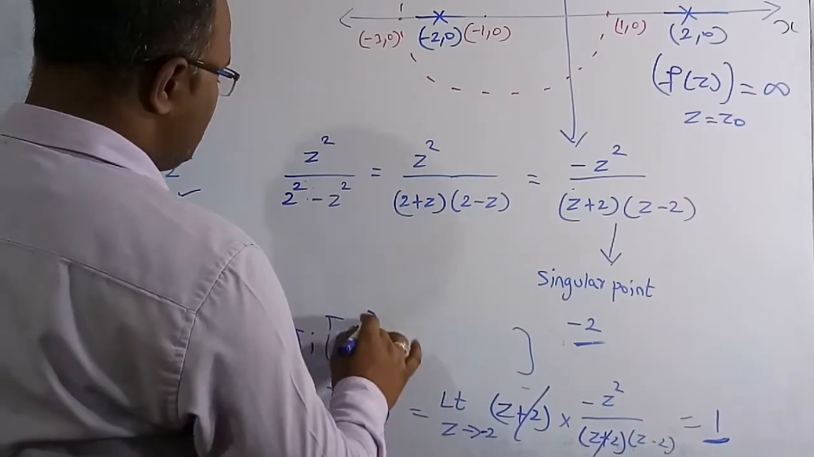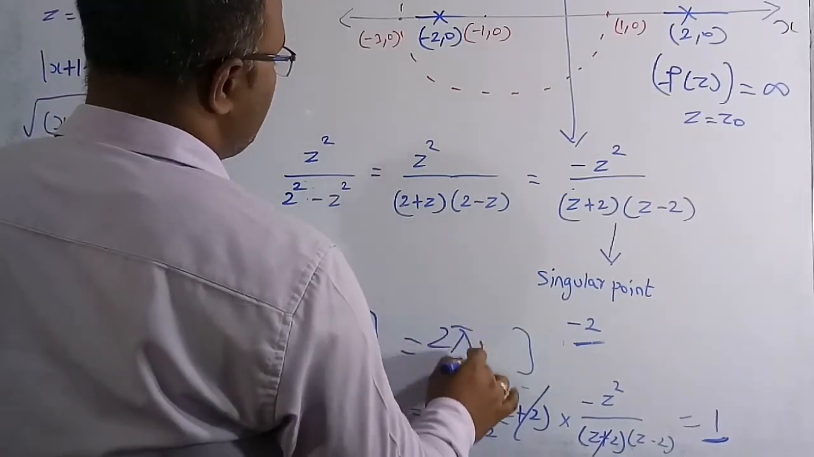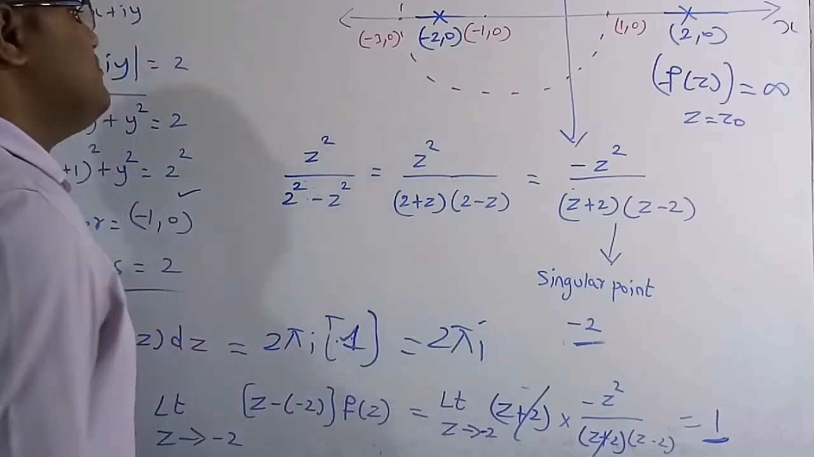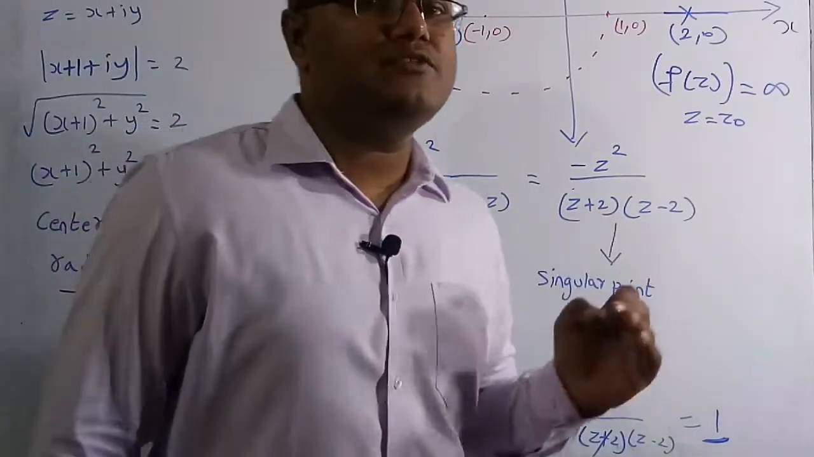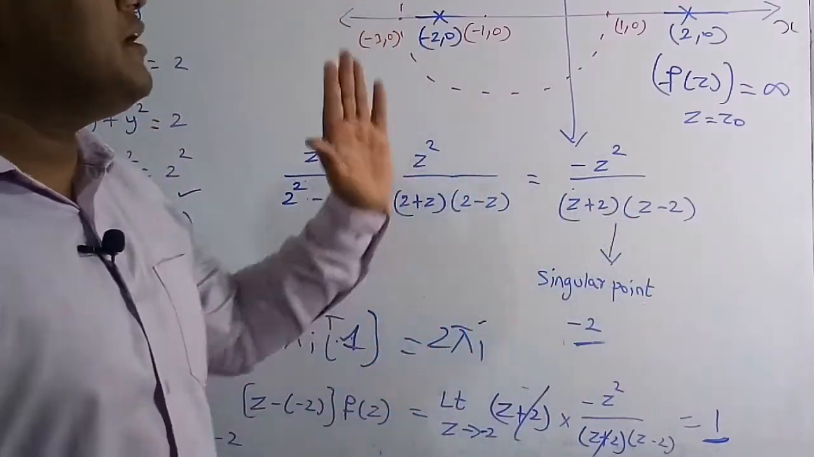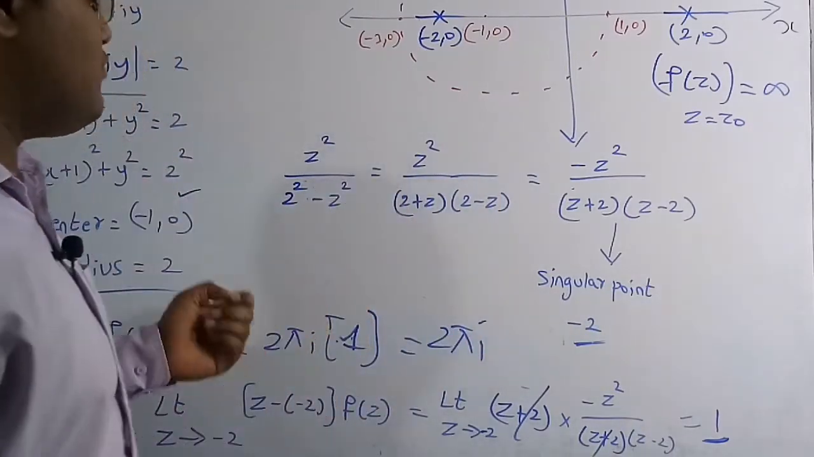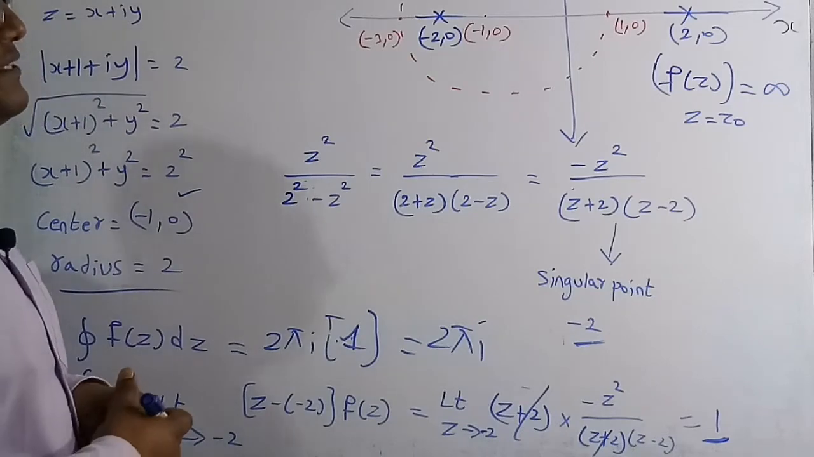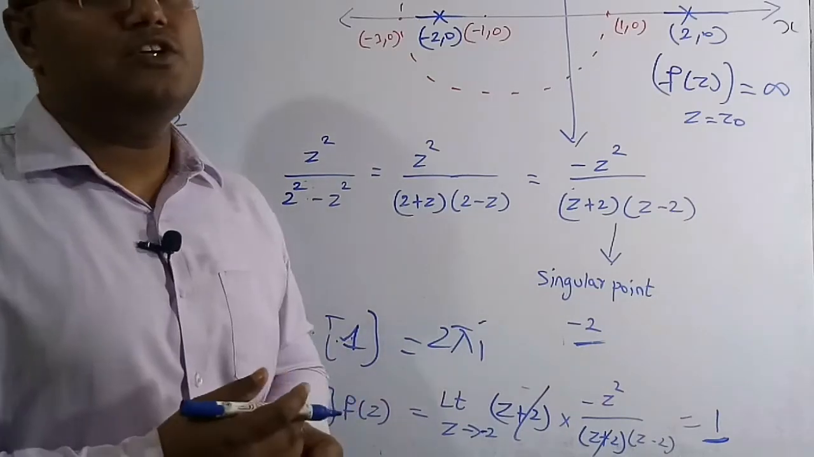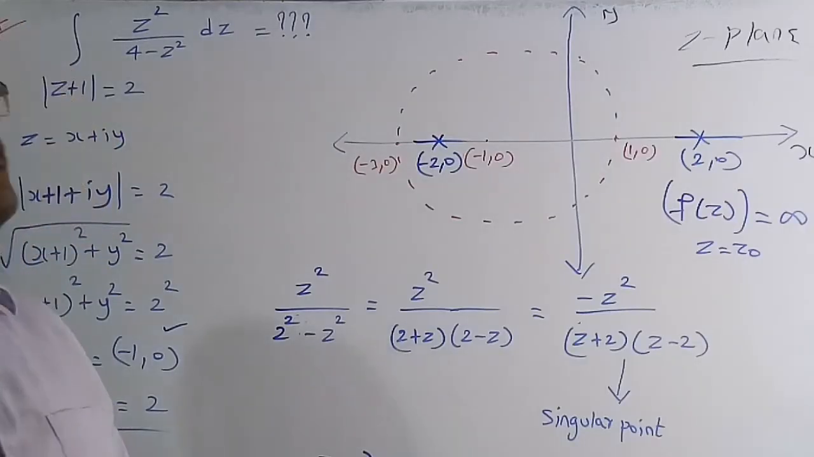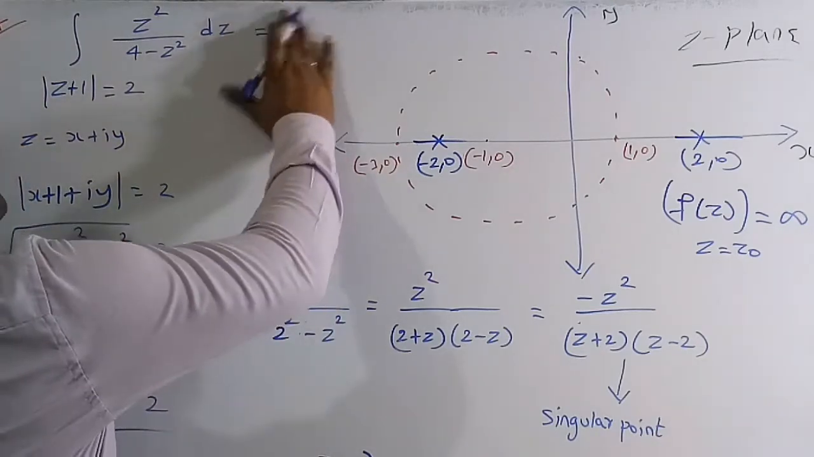So 2 pi i into 1 is equal to 2 pi i. Therefore this is the correct solution of this question. Only those points which are inside this contour we need to take, not the outside points. This is the way you need to remember this basic formula, which is called the residue theorem, in order to solve these questions. So the answer is equal to 2 pi i.